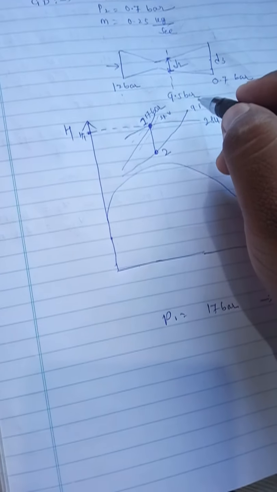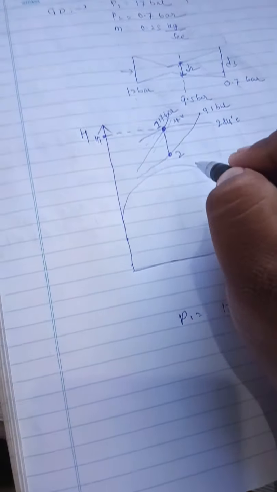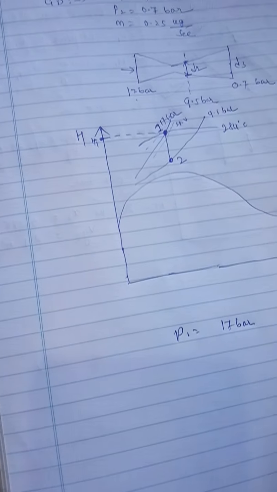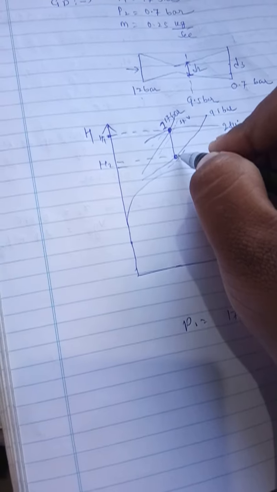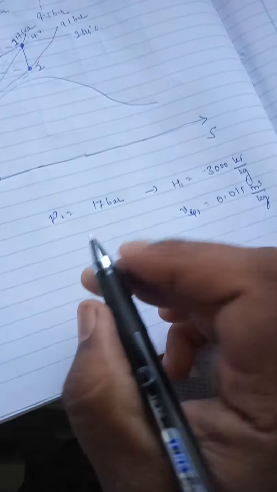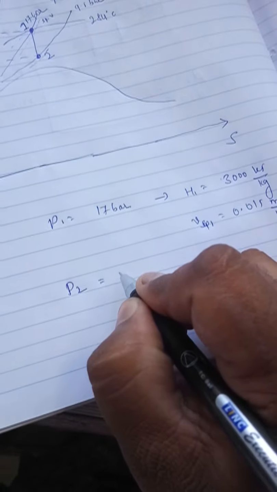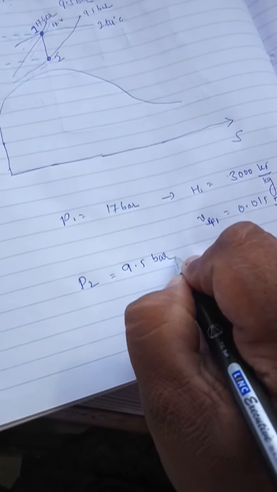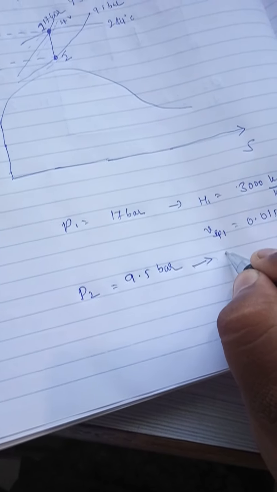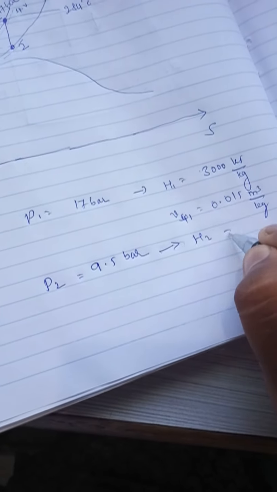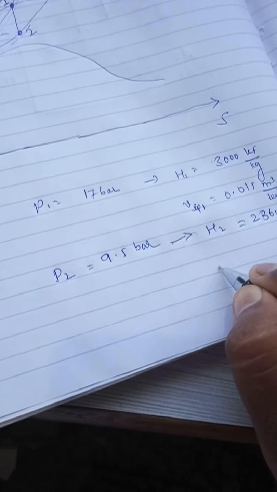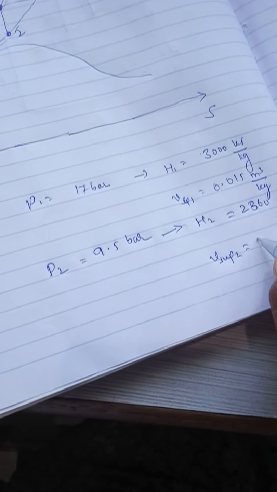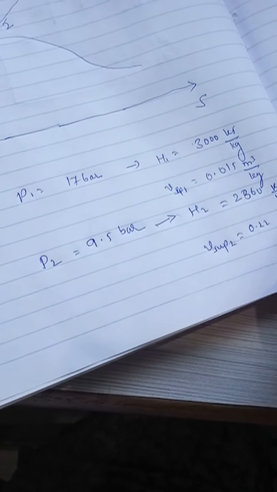See friends, what I am doing here, 9.5 bar is again above the dryness fraction, so I don't need any x value here. So directly I will take the H2 value, and the dotted line which is going here, I will take this as the V2 value. So here P2 is equal to 9.5 bar, and corresponding to these values H2 is equal to 2860 kilojoules per kg, and V superheated at 2 will be 0.22 meter cube per kg.